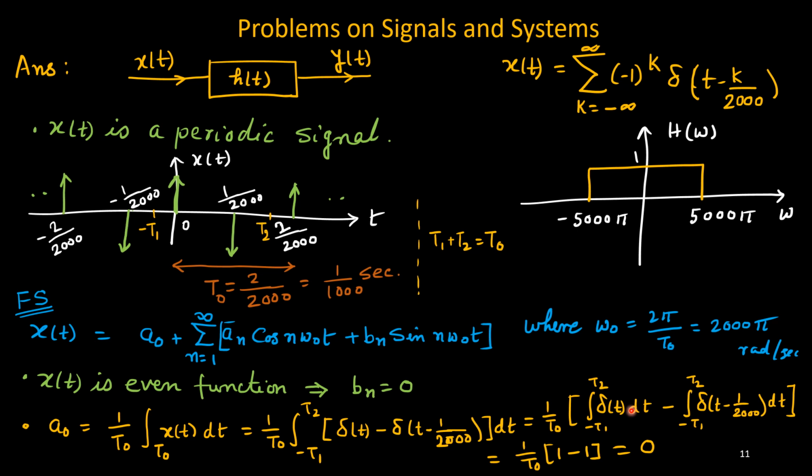The area under the unit impulse is always 1 if the signal is present within the range. The range I have considered is minus T1 to T2. Within that, delta t is present here, so the area under this curve is 1. Similarly, within this range, this impulse is there, thus its area is again 1. Thus 1 minus 1 is 0. So a0 is 0.